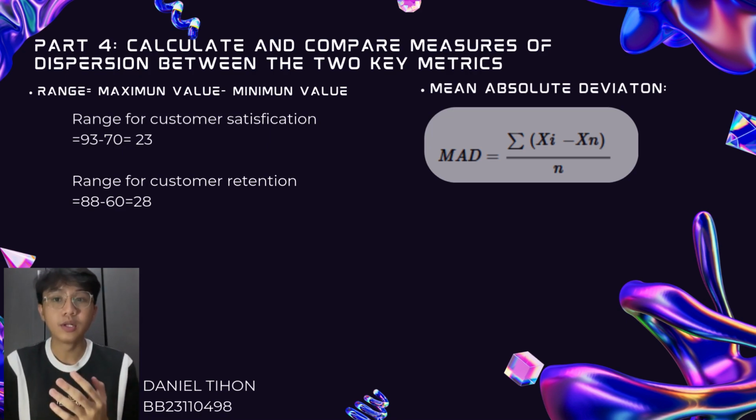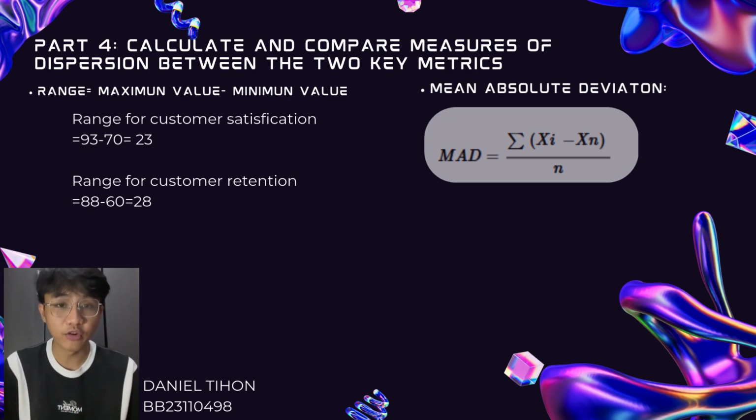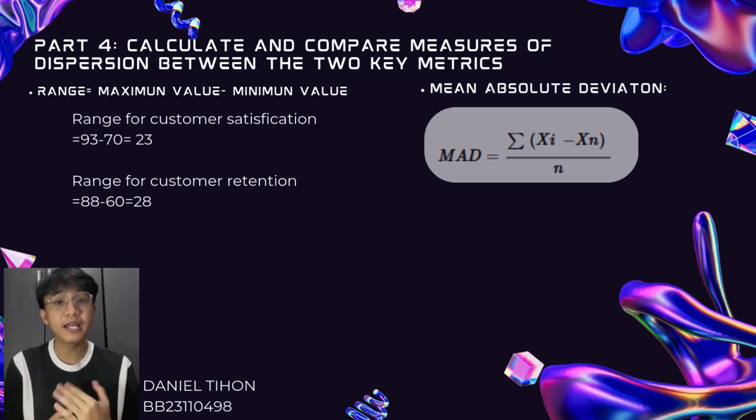Range shows the spread between the lowest and the highest value in our data set. To calculate the range, it is the maximum value minus the minimum value. By using this formula, we get around 23 for the customer satisfaction rate, but for the customer retention rate it was slightly higher, which is 28. It tells us that retention values are more spread out than satisfaction values. In simple terms, customer loyalty is less consistent than customer satisfaction.